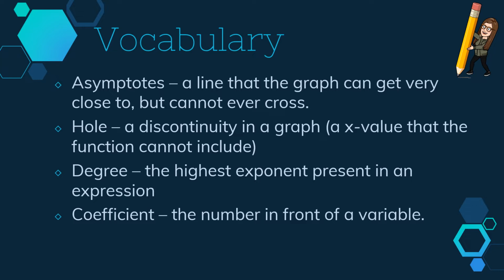The last two definitions are old news, just making sure that you remember that the degree is the highest exponent present in an expression. And then remembering that the coefficient is the number in front of a variable, and we're also going to use the word leading coefficient, which is the number in front of the highest exponent variable.